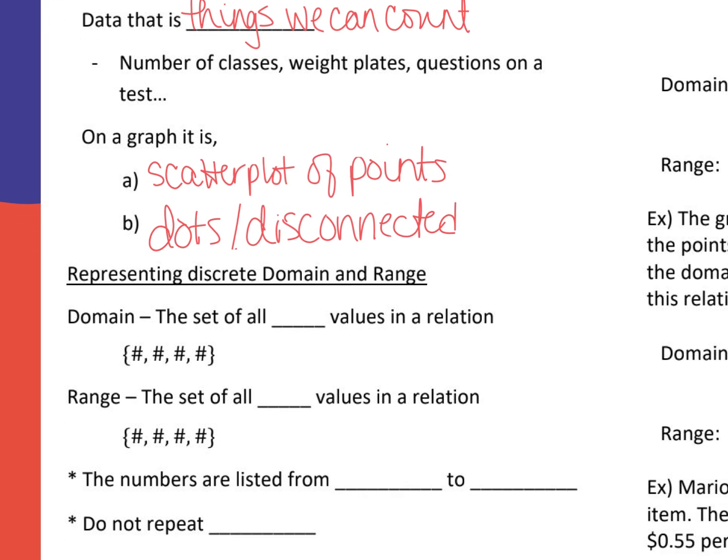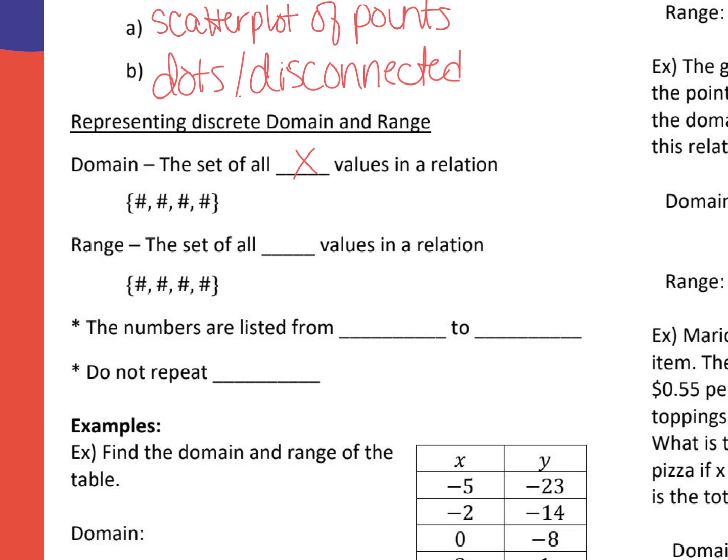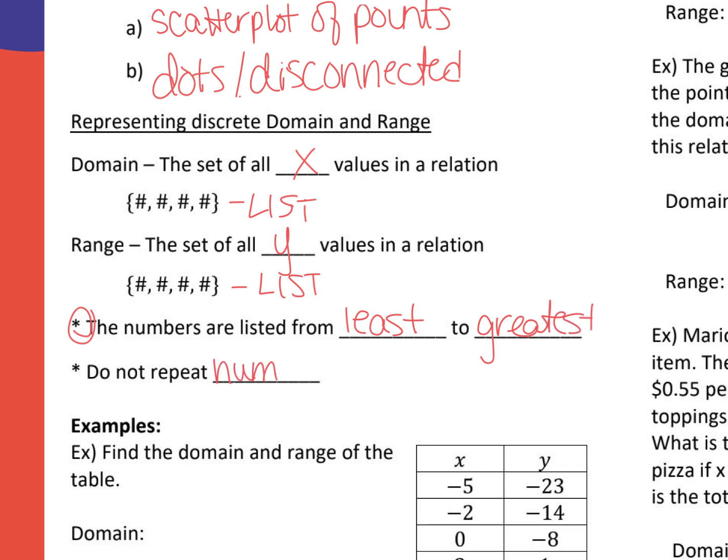Domain is going to be the set of all x values in a relation, and you can see here we will list them. We will always, always, always, when we have discrete data, make a list of those numbers, as well as the range is the list of all of our y values. And here is the key right here. The numbers are always listed from least to greatest, and we do not repeat any of our numbers. So if we had 2 4s, we would only write that one time.